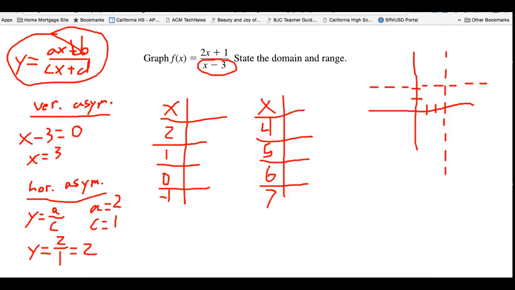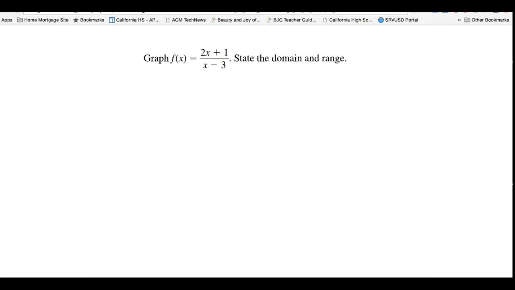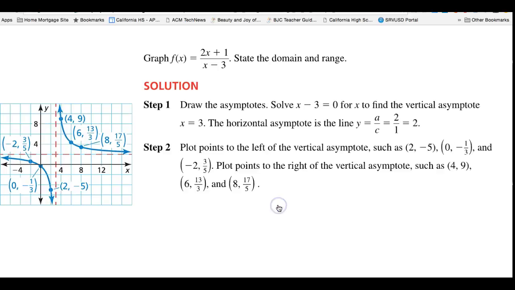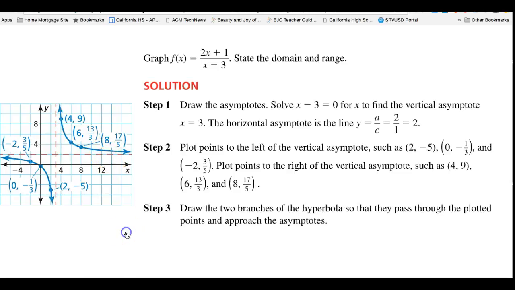So let's look at what the graph actually looks like here. On Desmos, I've got it graphed for us. And again, you see we have this asymptote at x equals 3. The graph approaches this line but doesn't hit it. And same thing at y equals 2, we've got our asymptote. So if we go back here, again, we've got 3 and 2, and we've plotted our points to the left and to the right of it.